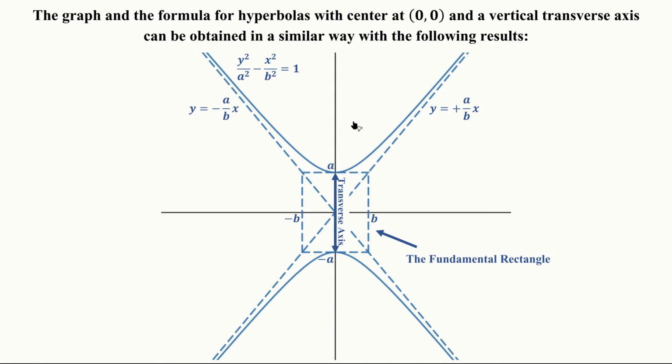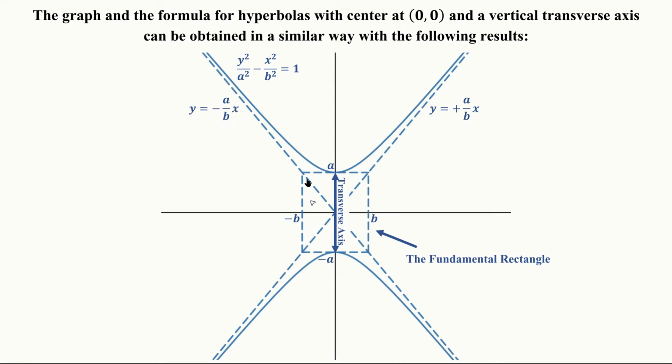But here it is. Notice another thing that changes, of course: the slope of this line, instead of being b over a, is going to be a over b. So it's a over b x, and this one is going to be negative a over b. So the slopes for the two lines are going to be a over b and negative a over b, instead of b over a and negative b over a. And their equations will be y equals positive a over b x and y equals negative a over b x.